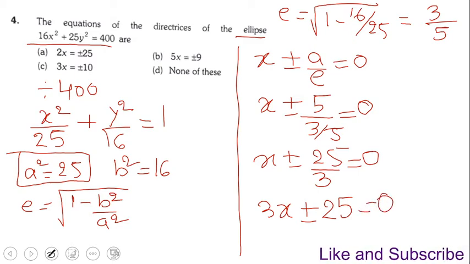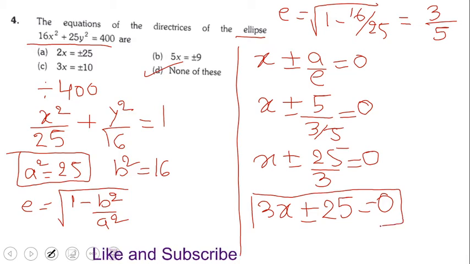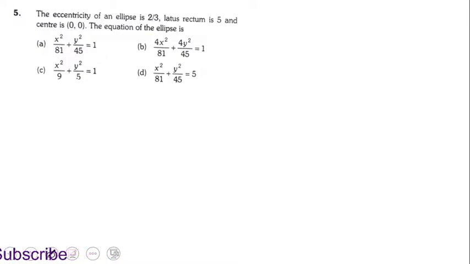Okay, so this option is not among A, B, C, therefore none of these, option D is a correct answer. Yes, so option D is a right answer. Okay, we'll move to our next example. Example number 5, eccentricity of an ellipse they have given.